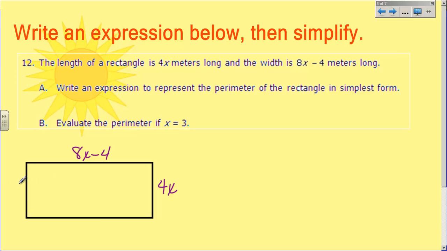Well, if I'm going to find the perimeter, I think the easiest way to do this is to label all sides of my rectangle and add up things that are the same. So I'm going to add up all the things that have an x first. So 4x plus 4x is 8x, plus another 8x is 16x, plus another 8x is going to be 24x. So I've added up my x's. Now, I have numbers. I've got minus 4 and minus 4, which gives me minus 8. So you've now written an expression for the perimeter, and to evaluate it, if x is 3, you just are going to plug in the 3 and find out what that equals. I'll let y'all do that, and we'll check that answer again tomorrow.